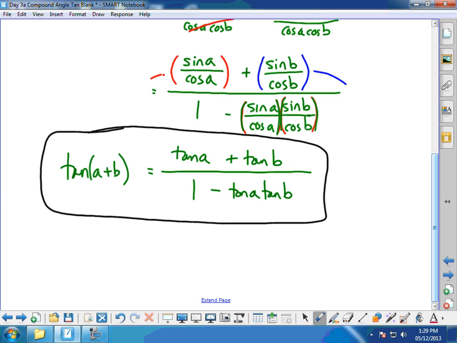So we're going to include that over on the sideboard. So if I'm here, I'll go over and write it on, or if not, maybe someone can write that onto the sideboard so that we have it at our disposal. So tan A plus B equals tan A plus tan B over 1 minus tan A tan B. So now the natural question is, what about tan A minus B?